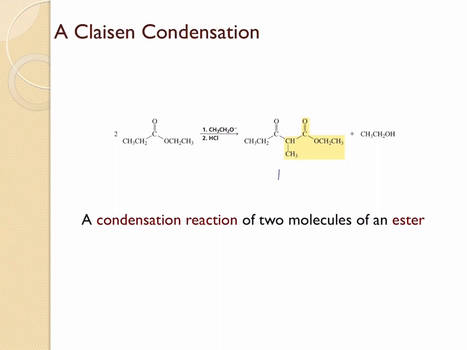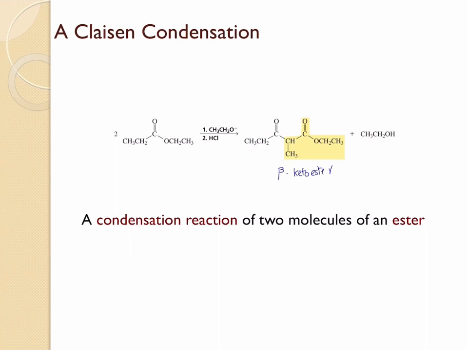Here we have two molecules of the ester, and you are reacting them with a base. The product that is obtained is a beta keto ester, where you can see that the ester group and the keto group are in beta position with respect to each other.